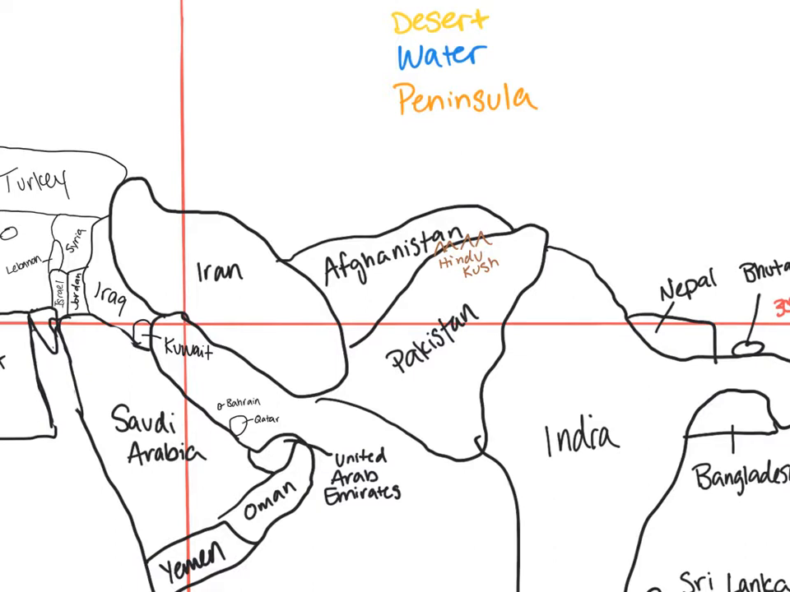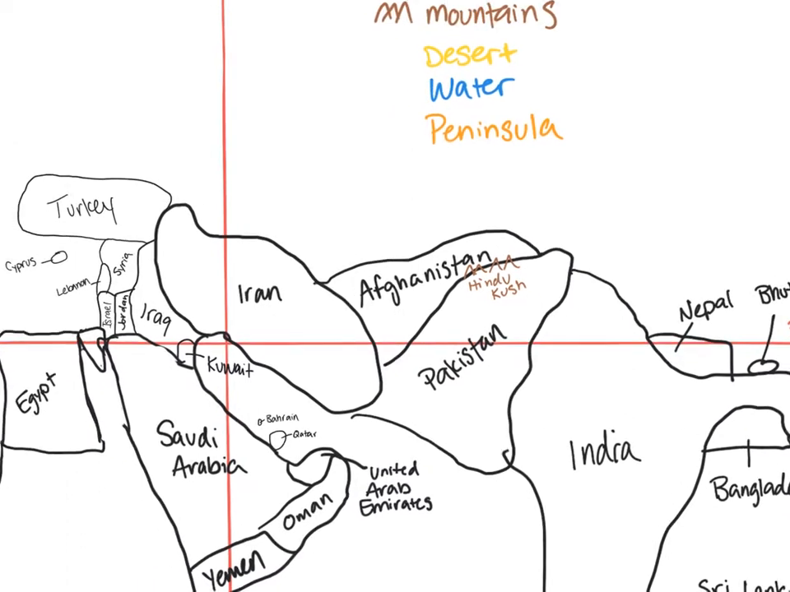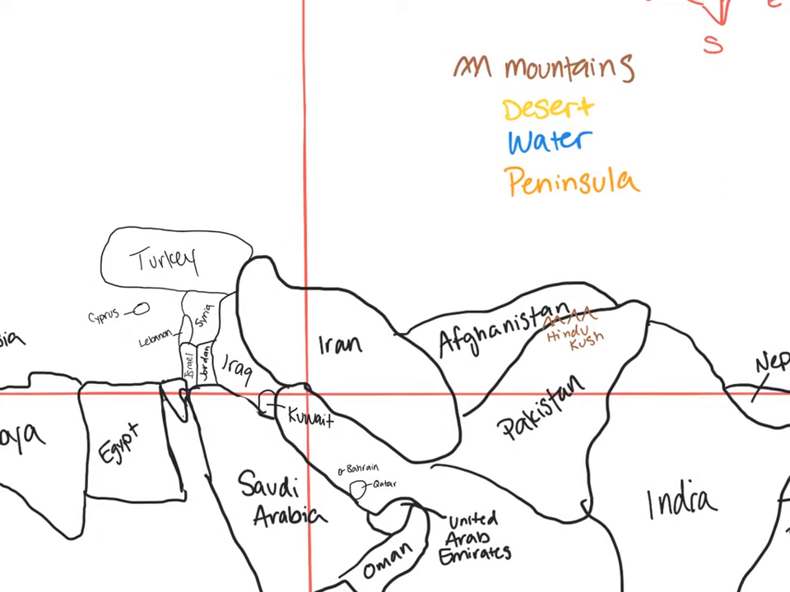The next one, we have the Zagros mountain range. It is in Iran. So find Iran. The Zagros goes along this border over here. The Zagros, Z-A-G-R-O-S. There's a lot more mountains than I thought there would be.